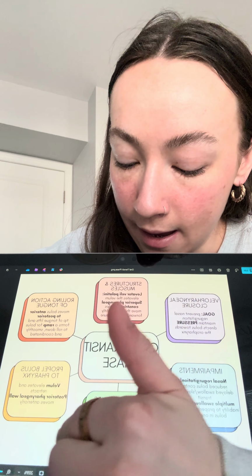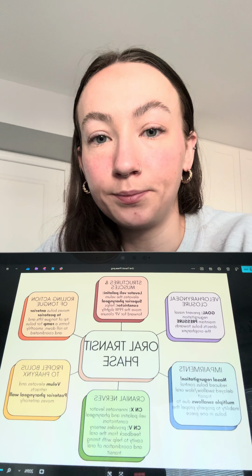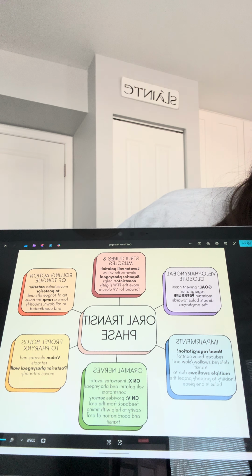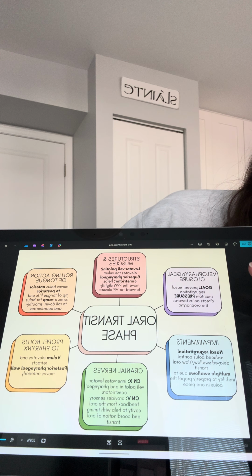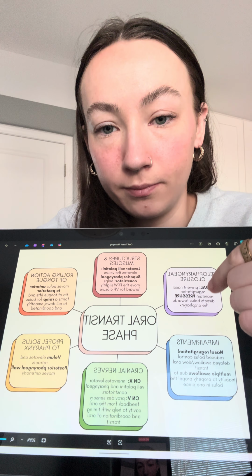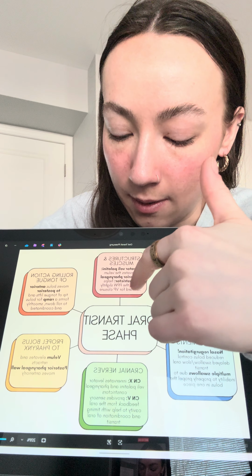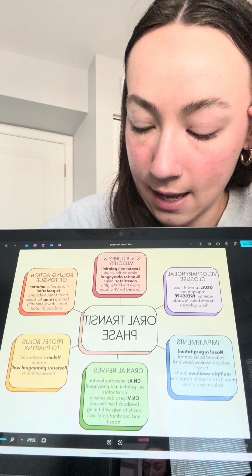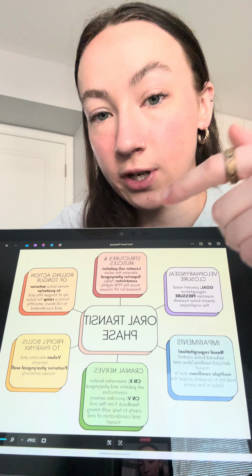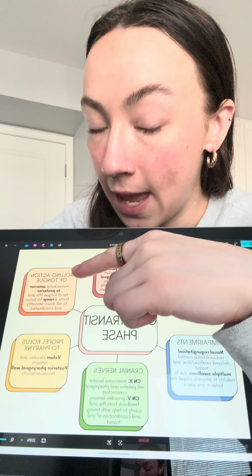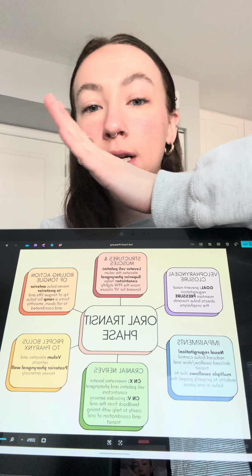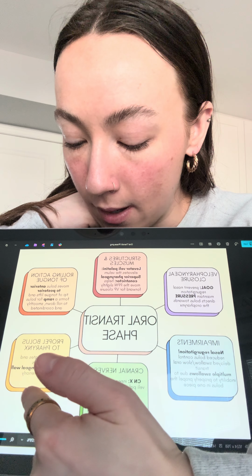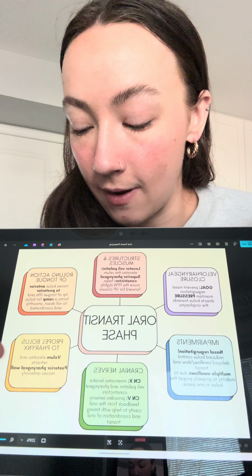Next, I have the oral transit phase. So the velopharyngeal closure. Then I have the different muscles in the structures, so the levator veli palatini and the superior pharyngeal constrictor. The A and P rolling motion of the tongue creates the ramp for the bolus to go down, to propel the bolus to the pharynx.